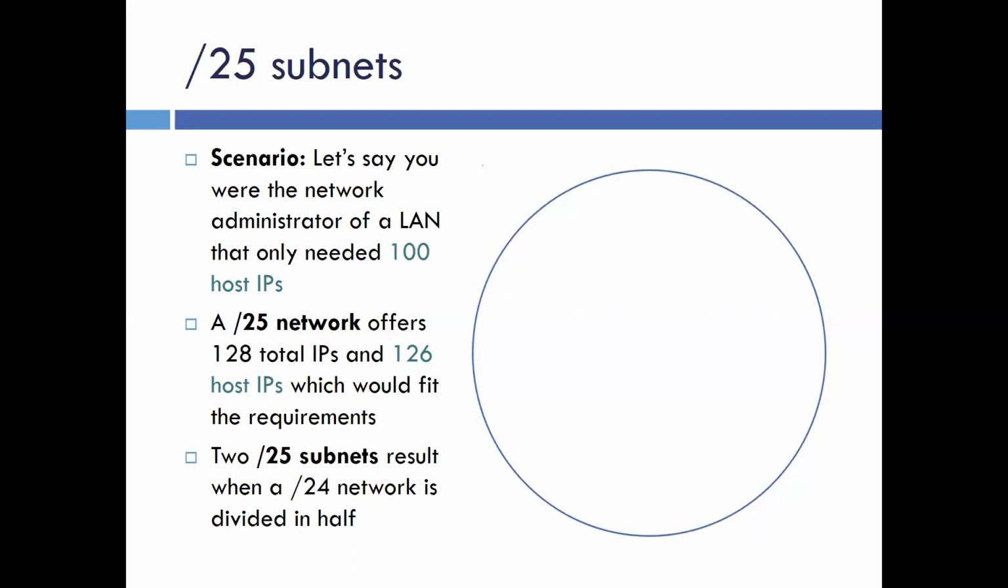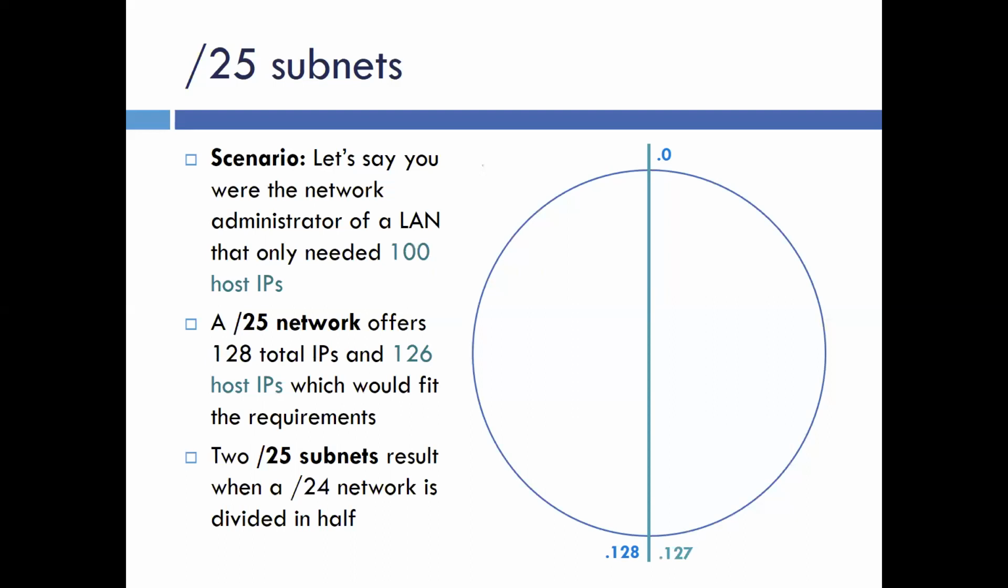When a /24 is cut in half, the result is 2 /25 subnets. The first subnet starts at .0. The second subnet starts at .128. Why? Since a /24 has a total of 256 IPs, each /25 subnet would have half the number of IPs. So 256 divided by 2 is 128.